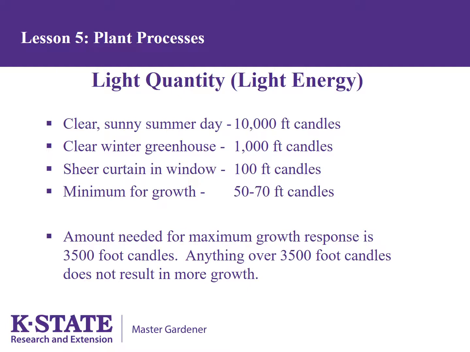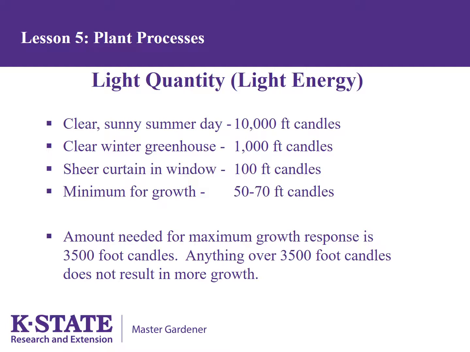Let's start with light quantity. On a clear, sunny day in Kansas, we receive 10,000 foot candles of light. During the winter, the light level drops to 1,000 foot candles in a clear winter greenhouse. We don't notice that the difference is as large as it is because our eyes adjust. However, plants see this.